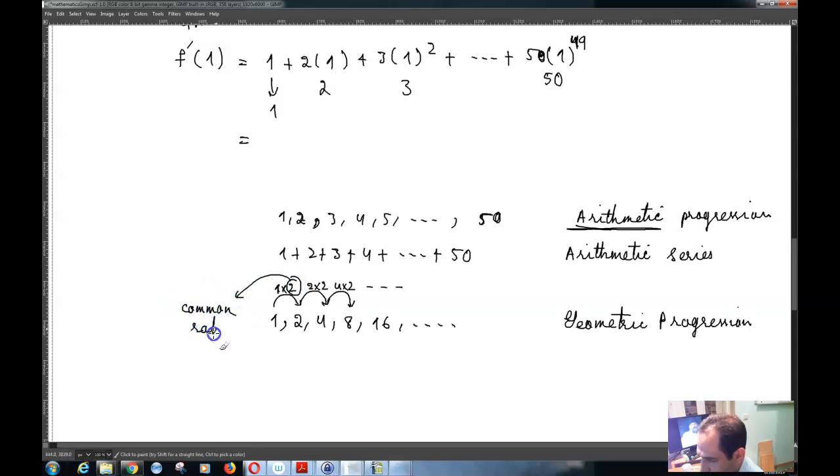The common ratio. Whereas in this case, each term has to be added to some fixed amount to get to the next term, meaning that, for example, you have 2 plus 1. Here you have 3 plus 1. And so on and so forth. And this fixed amount over here is called the common difference.